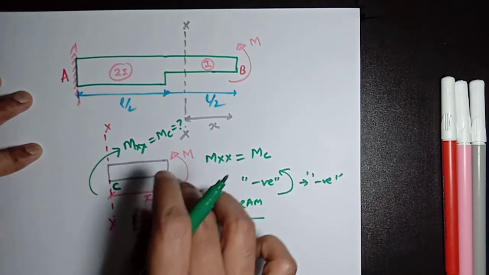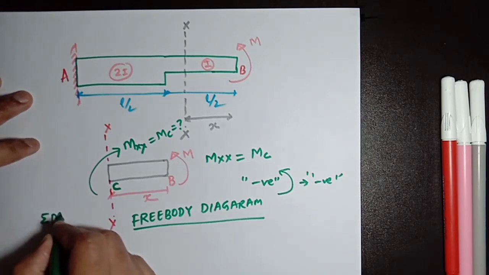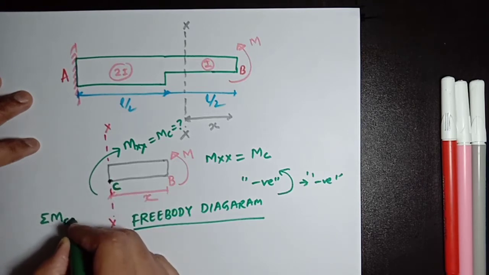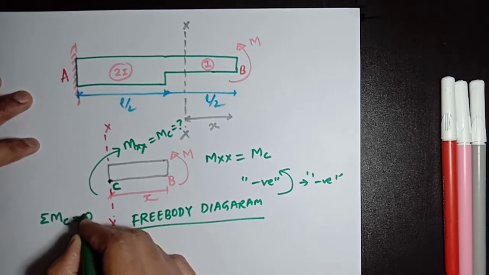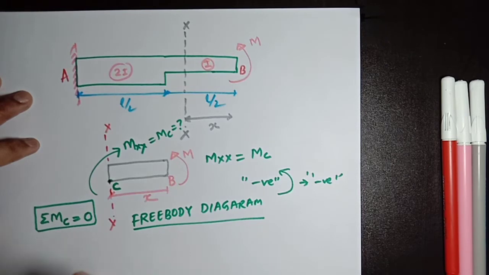So at point C, as per the equilibrium equation for moment, the sum of moment about any point is 0, and we are going to take moment about point C. So we can say sum of moment about C equals 0. This is the equilibrium equation for moment, and as per it, the sum of moment about any point C is 0.